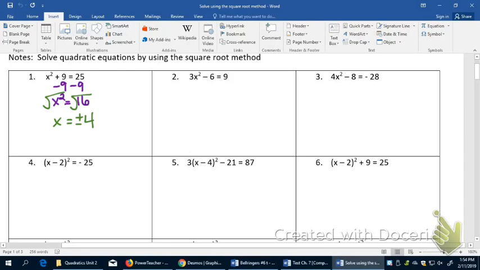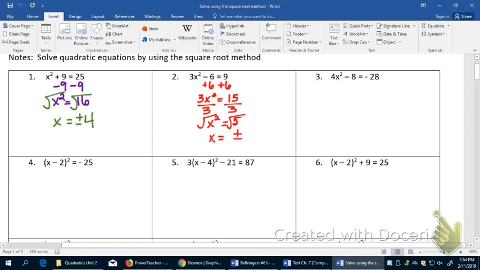What are you going to do on both sides? Add 6. Again, we're trying to get that x squared by itself. So just do it like you're solving a regular equation. Then what do you do? Divide by 3. Now, our x squared is by itself. So we take the square root on both sides. Put your plus or minus.